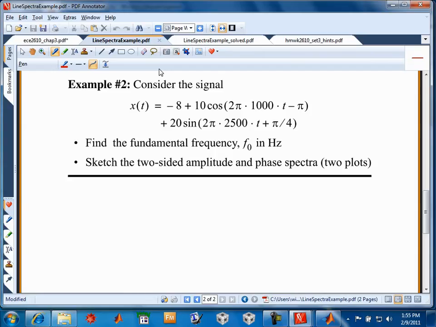Okay. So that's on the first term. What about the second two terms? Is anything too difficult about getting those? Okay. What's the fundamental frequency in this case? 500 hertz. Okay, 500 hertz. Does everybody agree with that? That's the greatest common divisor into 1,000 and 2,500.